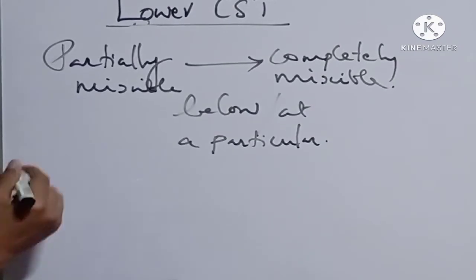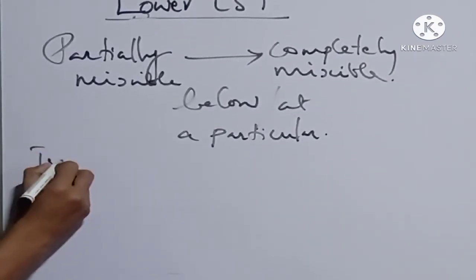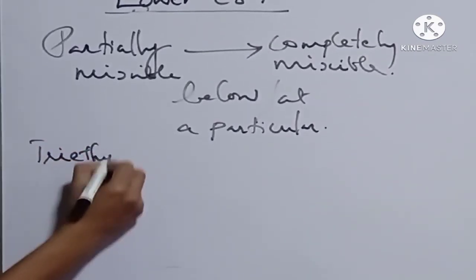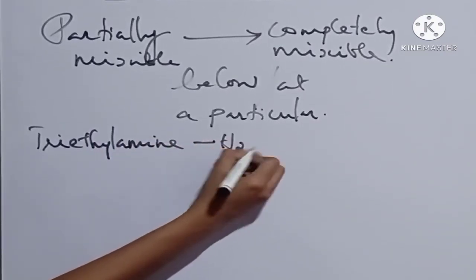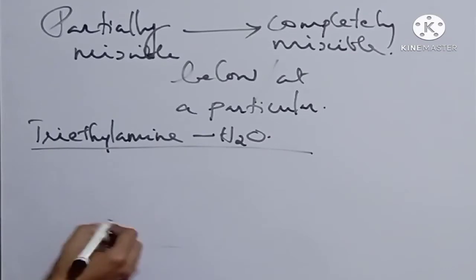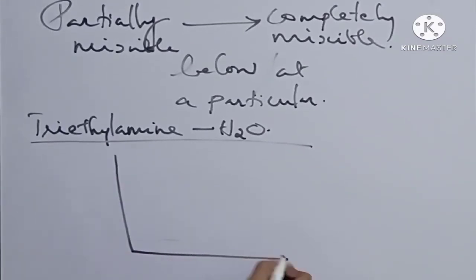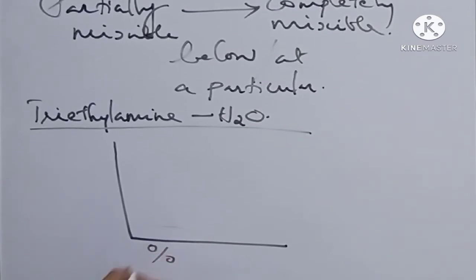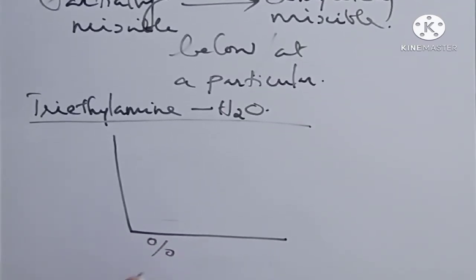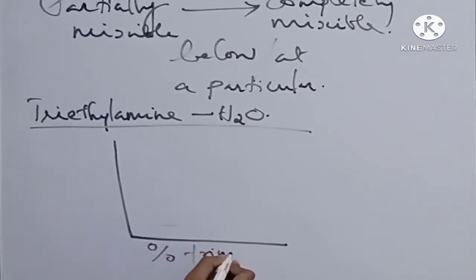So a best example is the triethylamine water system. So here I'm going to draw the miscibility curve. Here I'm going to plot the percentage of triethylamine.